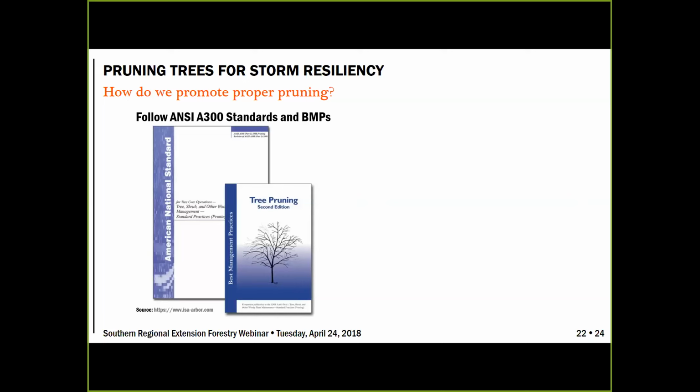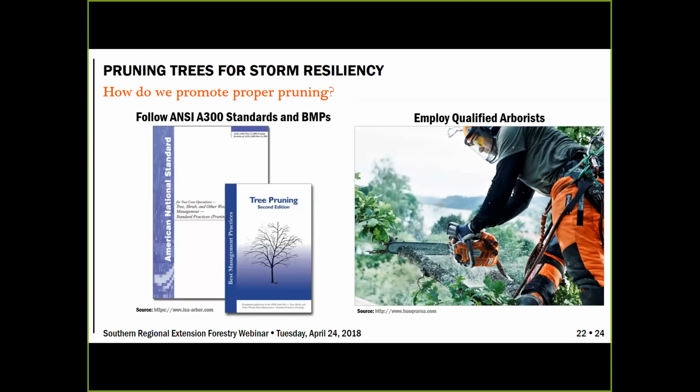And the ISA's BMP, the smaller booklet there, essentially takes those standards and interprets them for a field application. And then the final point here is to ensure that you employ a qualified arborist. Risk reduction pruning in particular requires a great deal of discretion and skill, and it can actually make things worse for a tree if improper crown reduction or improper thinning is done. So be very careful in selecting a qualified arborist to do storm risk reduction pruning.